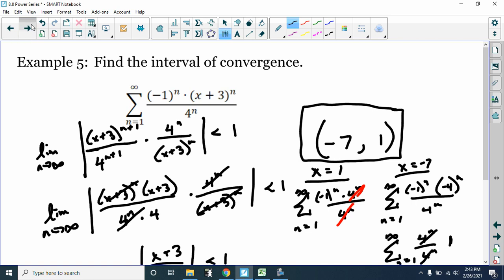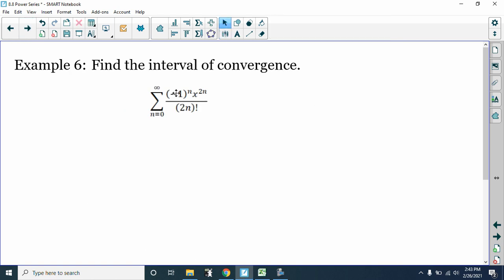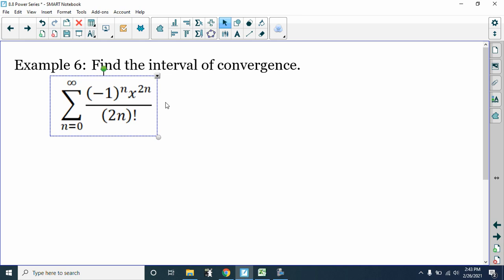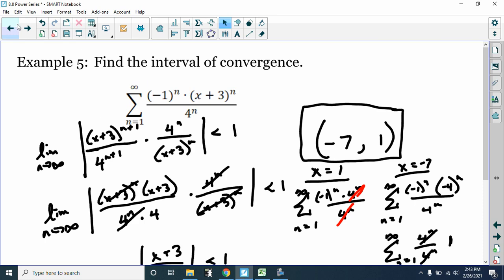Last example problem here, example 6. The sum as n goes from 0 to infinity of (-1) to the n times x to the 2n divided by the quantity 2n factorial. One other comment on this one real quick. They're all to the n. If you would have preferred to use the root test here, you could instead of the ratio test. It would get you down to the same thing.